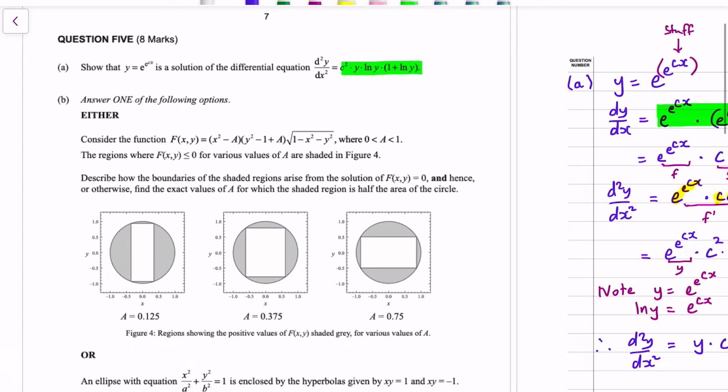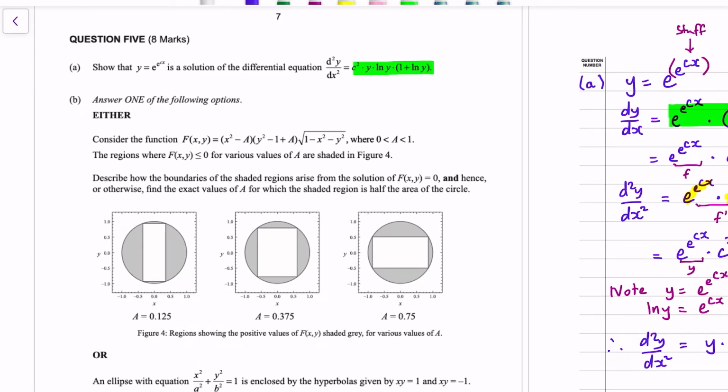Okay, consider the function. It's a multivariable function, f of x, y. We can think of this as z if you want to. So this dependent variable z depends on x and y, and it also has a constant in there, a, which ranges from 0 to 1.